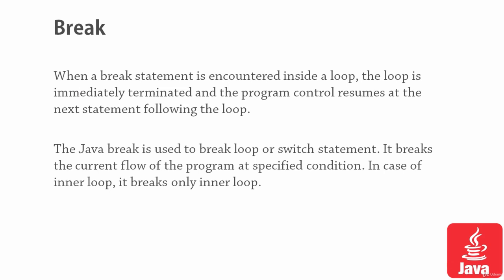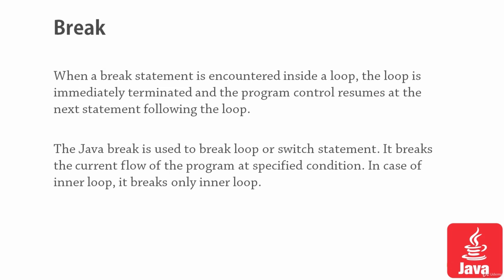When a break statement is encountered inside a loop or any kind of control statement, the loop is immediately terminated and the program control resumes at the next statement following the loop. The Java break is used to break a loop or switch statement. It is used in switch cases where we want to terminate the switch case statement when a certain case is encountered. We have to place break after each case, otherwise each condition will be executed.